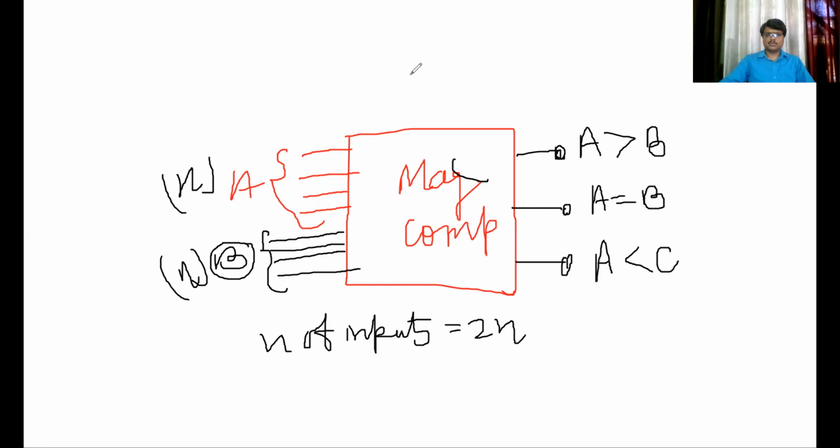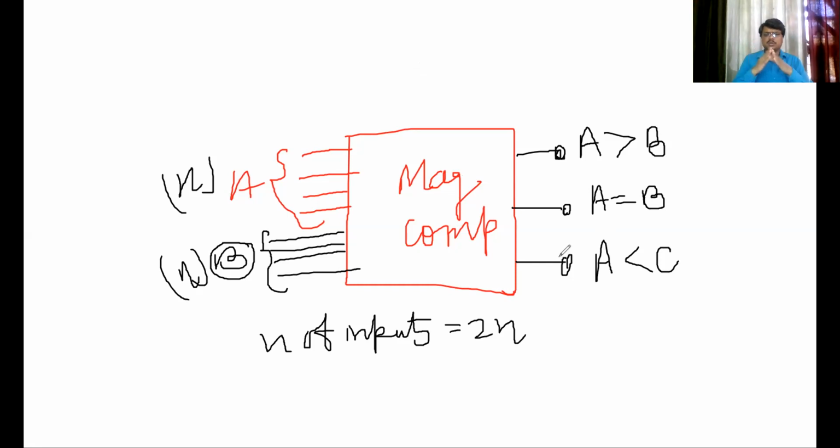Now we'll come to some definitions and some more things, truth tables. So this is more or less the introduction of the magnitude comparator. A magnitude comparator does simply one thing. It will compare two numbers of the same bit.